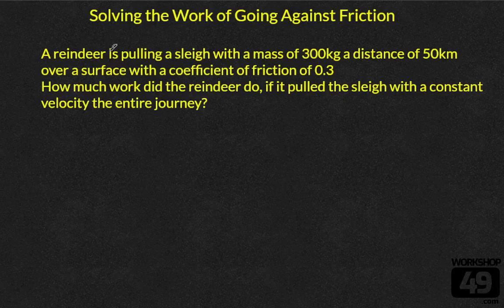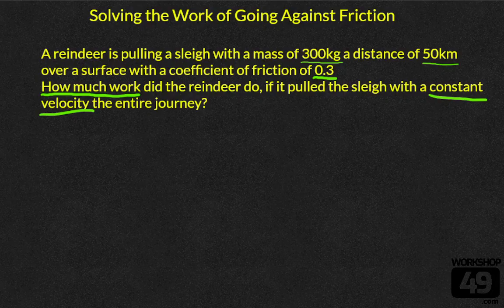A reindeer is pulling a sleigh with a mass of 300 kilograms, a distance of 50 kilometers, over a surface with a coefficient of friction of 0.3. How much work did the reindeer do if it pulled the sleigh with a constant velocity the entire journey?